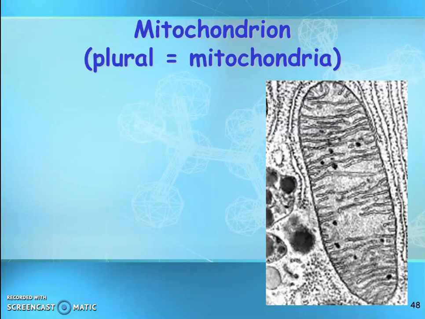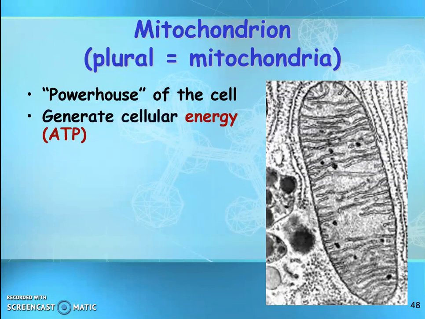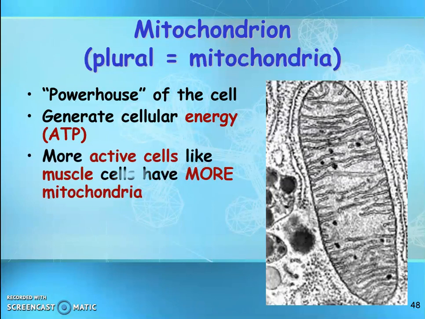Mitochondrion. Mitochondrion is singular and mitochondria is plural. They are often called the powerhouse of the cell, because they generate cellular energy in the form of ATP, that is adenosine triphosphate. They are more active because they are continuously generating energy, and the body and each cell, each muscle, always needs energy for the various metabolic activities.